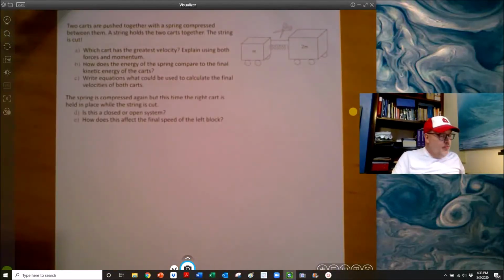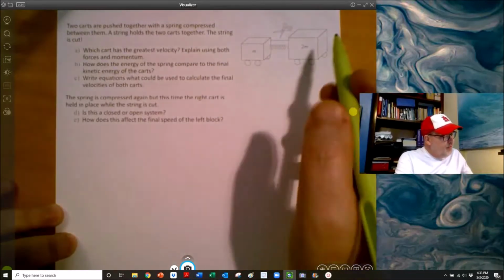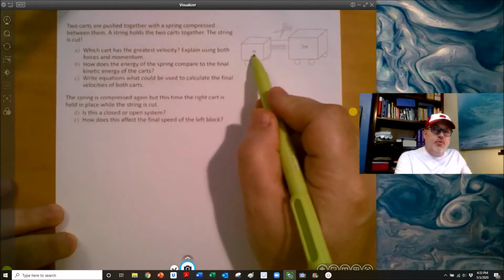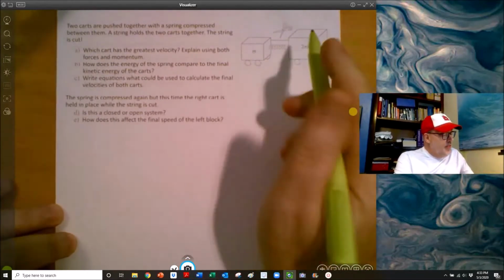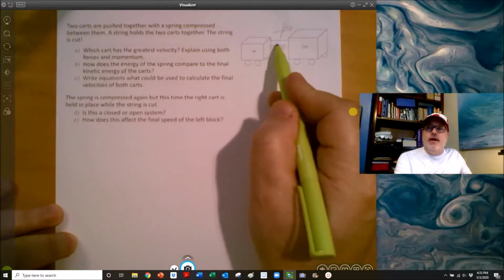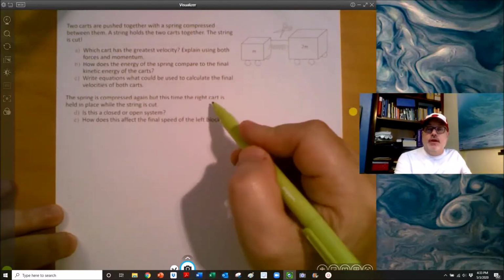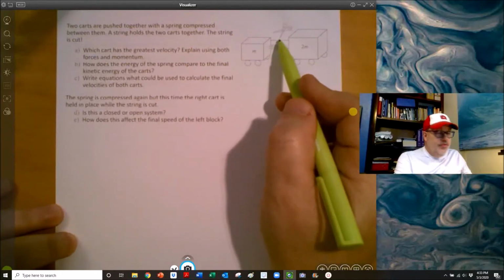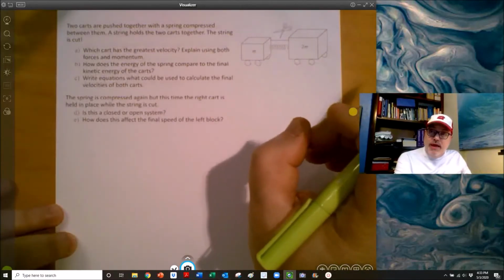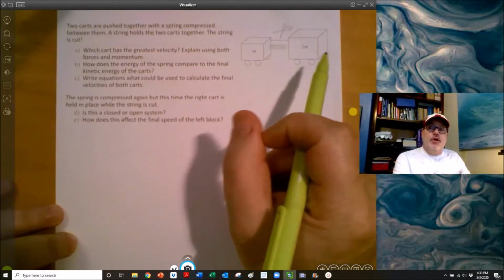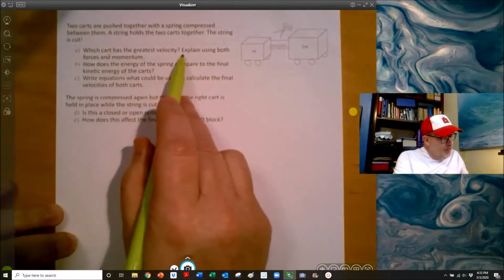For our third problem, we have 2 carts. This one's twice the mass of the one on the left. They're pushed together against a spring, and a thread or a string holds them together. You cut the string, and the spring makes them fly apart. Which cart will have the greatest velocity?